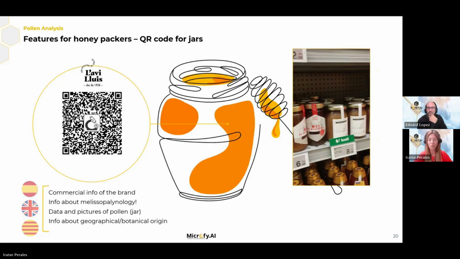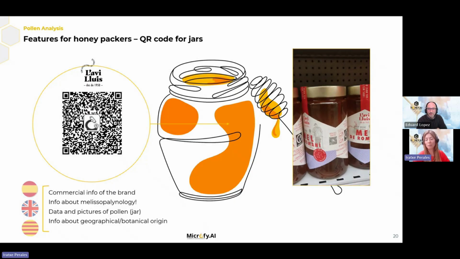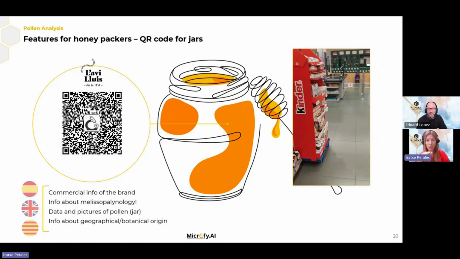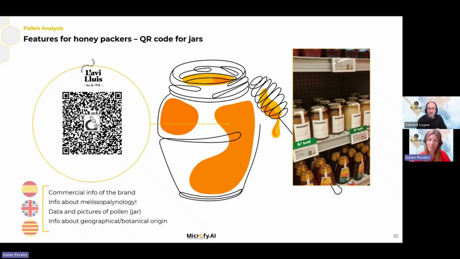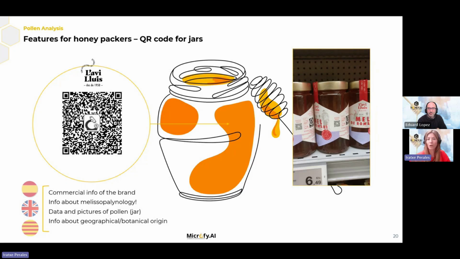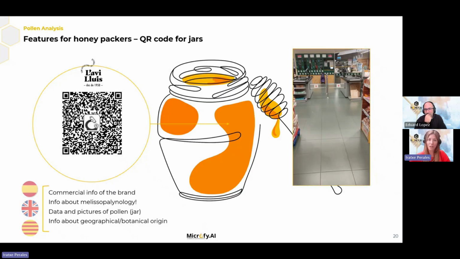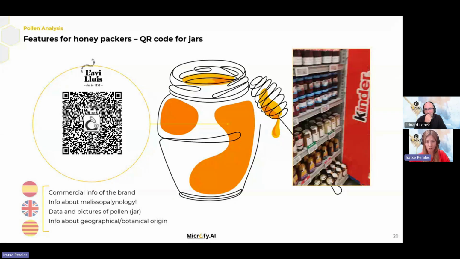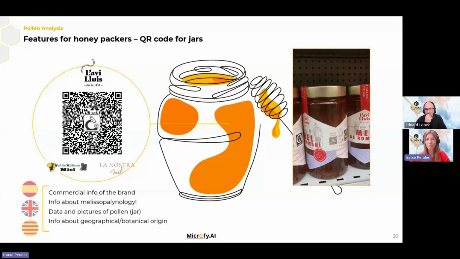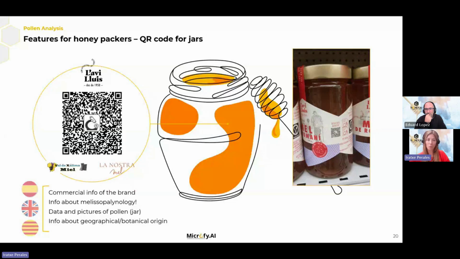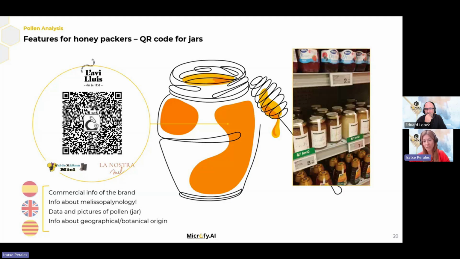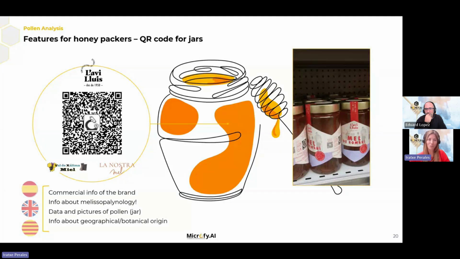And then we include the information about geographical origin. So if the label says that it is honey coming from Spain, okay, what does HoneyAI think? Is it from Spain or not? Can we confirm that all the pollen grains found are consistent with this geographical origin or not? So the consumer can be secure about what they are buying. We launched in the summer and we have other clients that have already engaged with this feature. And soon we hope that we can have more.